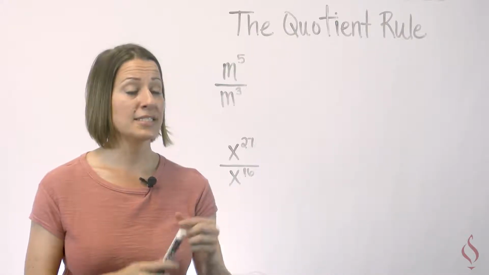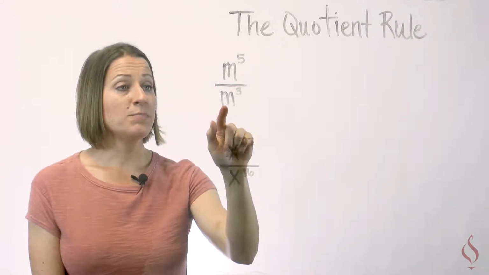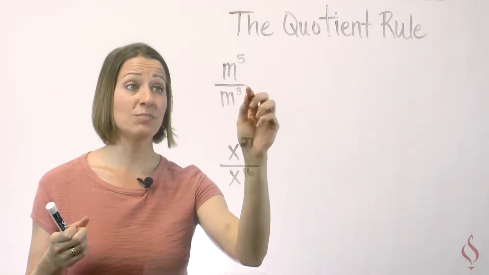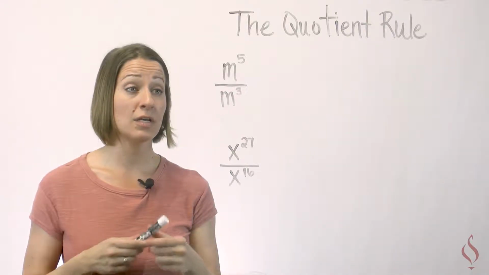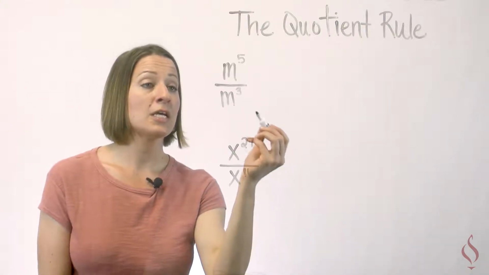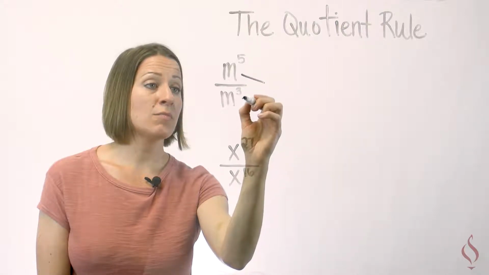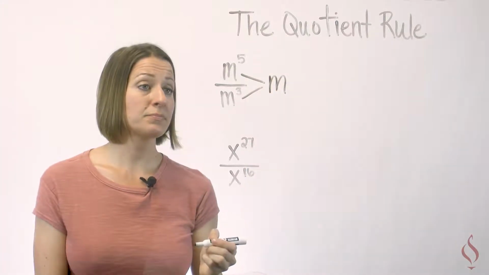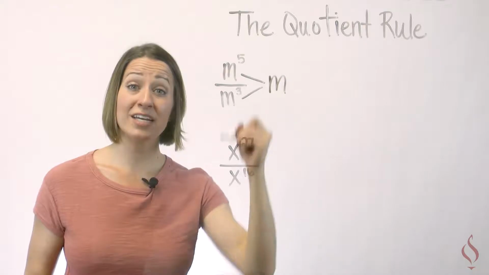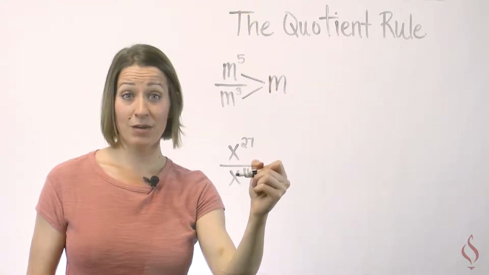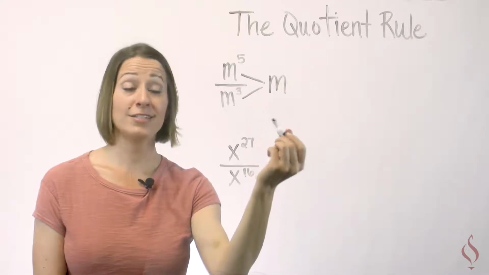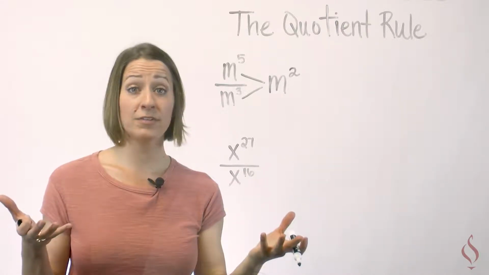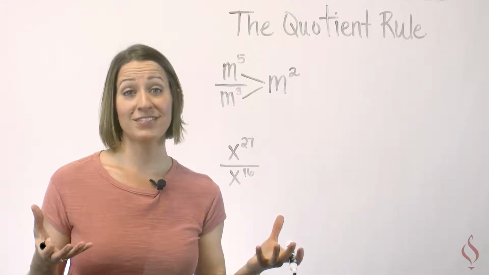What the quotient rule says is that if the base numbers, which is the bigger number, are the same, then you can simply subtract the exponents and keep the same base number. Okay? So we're going to take the base number of an m. We don't know what m stands for, but it's just going to be our base. And then we're always going to subtract top exponent minus the bottom exponent. Okay? 5 minus 3 is 2. And m squared is already as simplified as it can get.